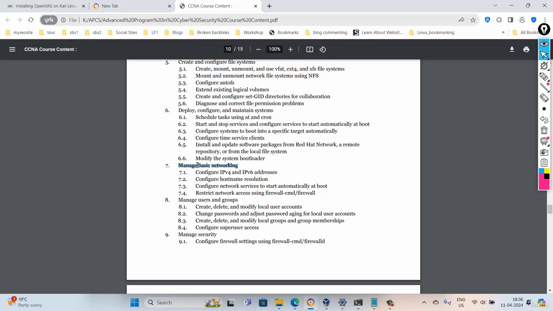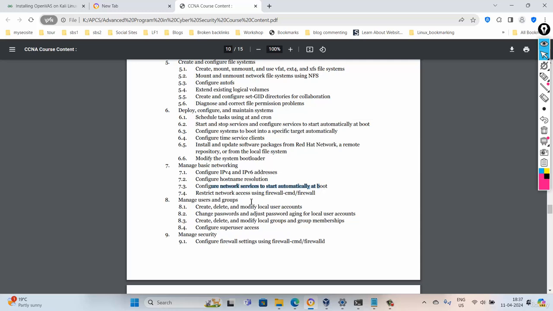So today we are going to discuss managing the basic networking. In basic networking, we will cover how to configure IPv4 as well as IPv6 IP addresses on your servers or Linux-based systems. Then we will discuss host names, what they are and how to do the resolution. Then configure the networking service to start automatically at boot time.